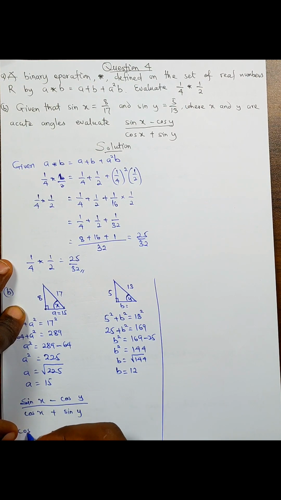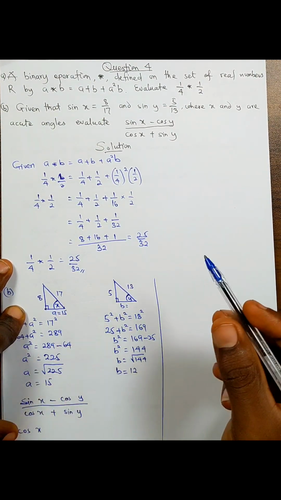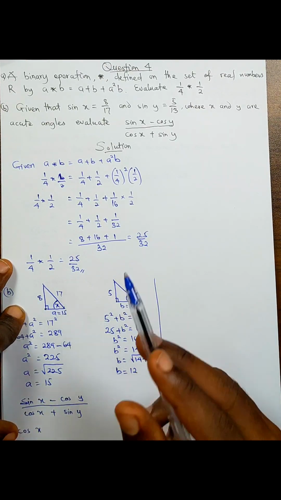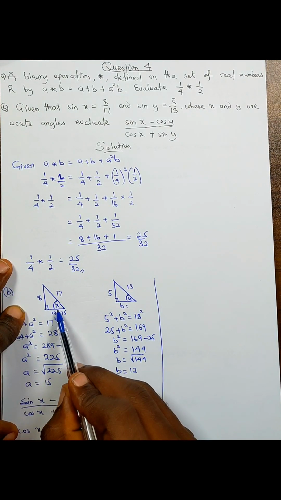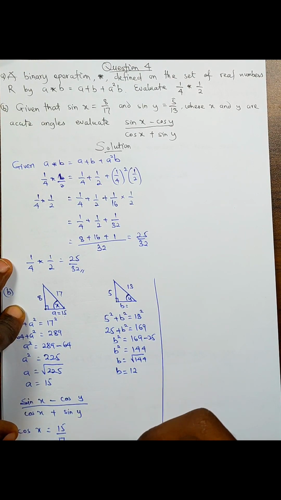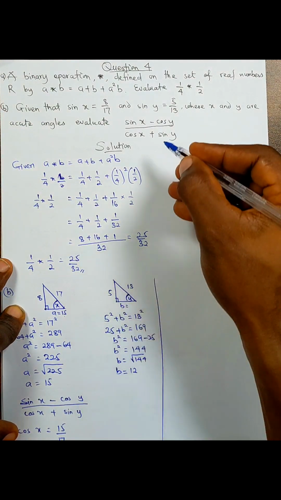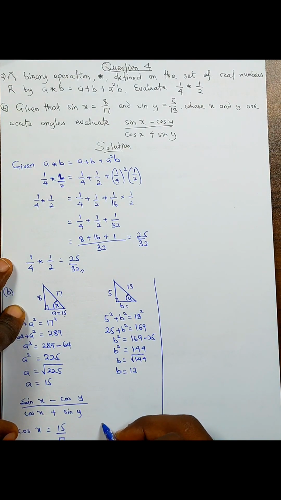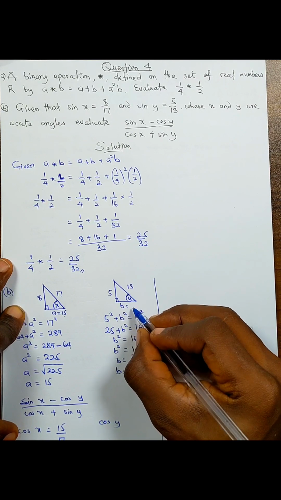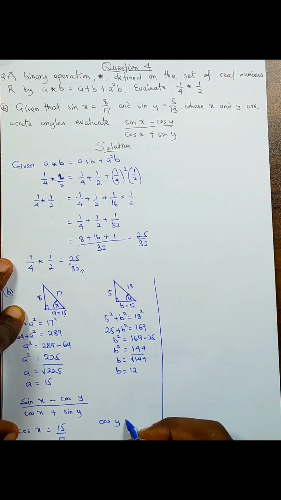Cos x, using the mnemonic CAH, means cos is adjacent over hypotenuse. The adjacent to this x is the base, which is 15. So cos x is 15 over 17, which is the hypotenuse. Now let's do the same and find cos y. Cos y means the adjacent to y, which is b, which is 12, over the hypotenuse, which is 13.